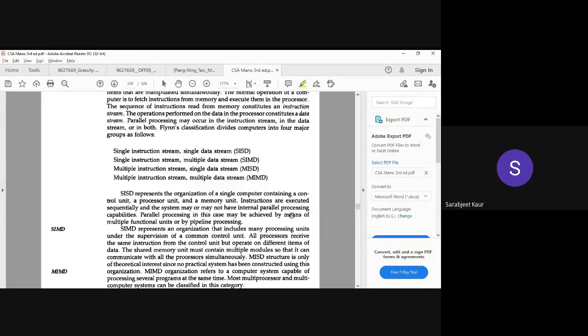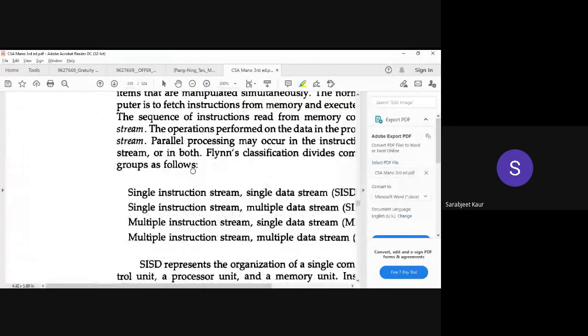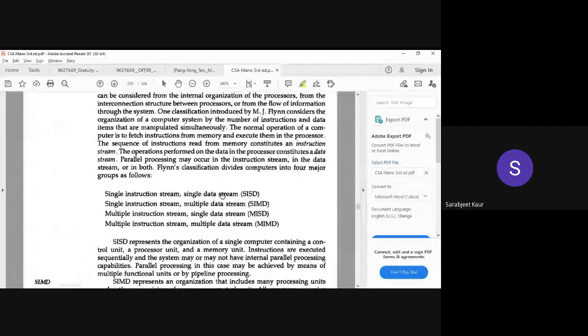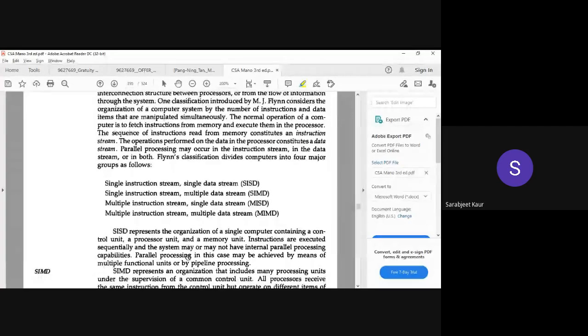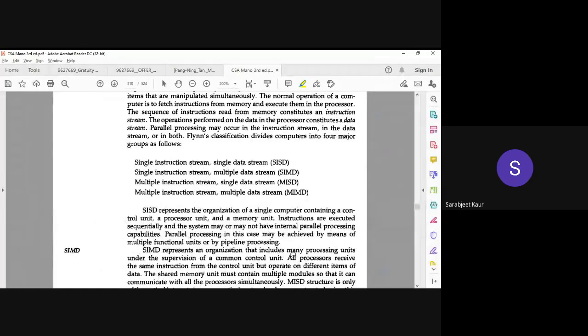Now, what are these four categories? So, the first category is SISD. SISD means single instruction, single data. So, there is a single, you can see here, can you read? Visible to everybody? Yeah, SISD. So the first is single instruction, single data.